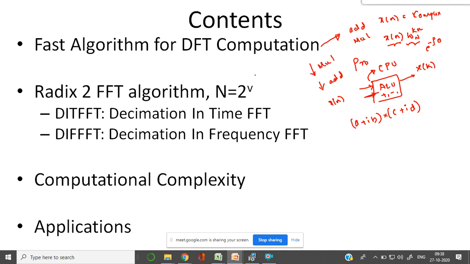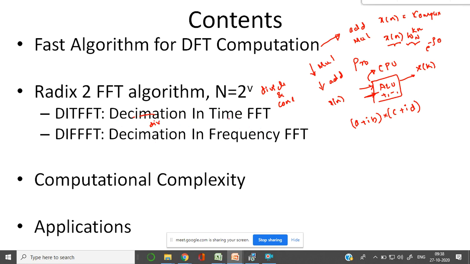Then, in order to have such computations, I have two types of techniques here. One is the DIT-FFT method and the other is the DIF-FFT method. This is what we call a divide and conquer approach. In order to make my DFT computation more efficient, I have algorithms, and the first algorithm is the radix-2 FFT algorithm. Under the radix-2 FFT algorithm, again we have two types of computations, that is decimation in time and decimation in frequency. What do you mean by decimation? Decimation is nothing but a division, right?